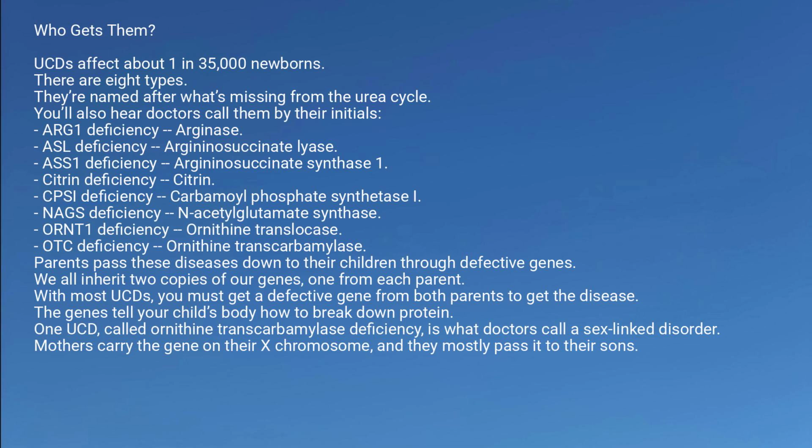Parents pass these diseases down to their children through defective genes. We all inherit 2 copies of our genes, one from each parent. With most UCDs, you must get a defective gene from both parents to get the disease. The genes tell your child's body how to break down protein. One UCD, called ornithine transcarbamylase deficiency, is what doctors call a sex-linked disorder. Mothers carry the gene on their X chromosome, and they mostly pass it to their sons.